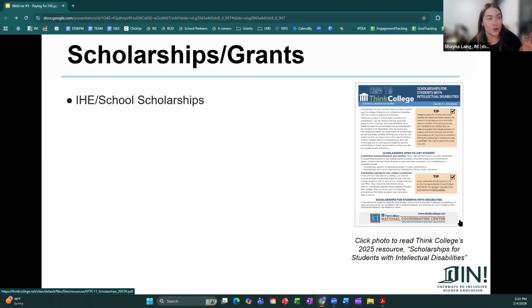In addition to those, there are some specific scholarships and grants. Each inclusive higher education program at their institution has their own foundation. And foundations are typically known at institutions for providing scholarships to students. They might have specific categories to look into, but that is one big question to ask of your inclusive higher education staff: what is the foundation at this institution and do they have scholarships for students?